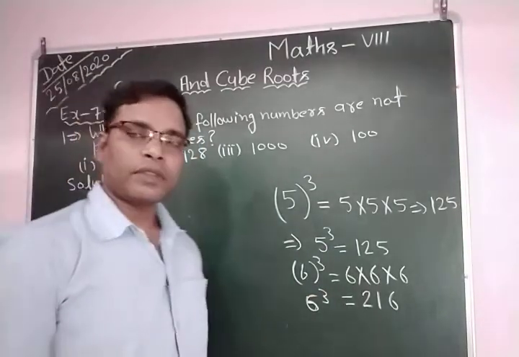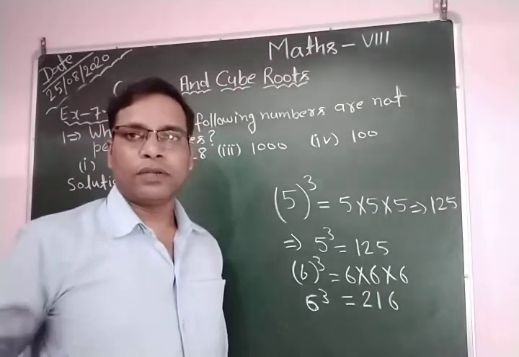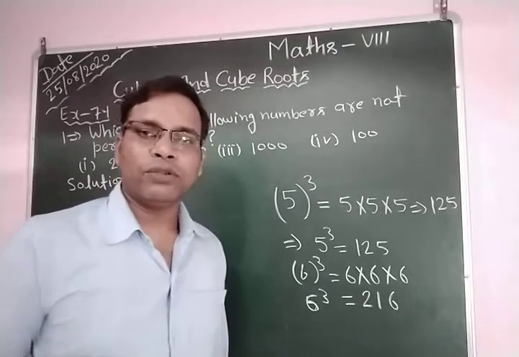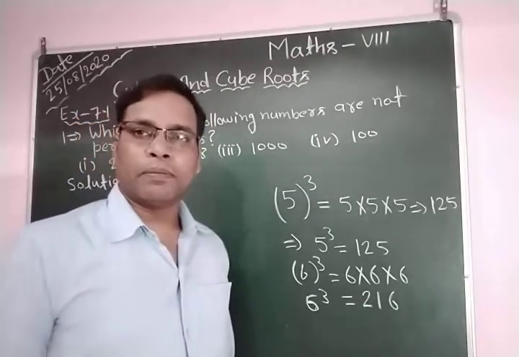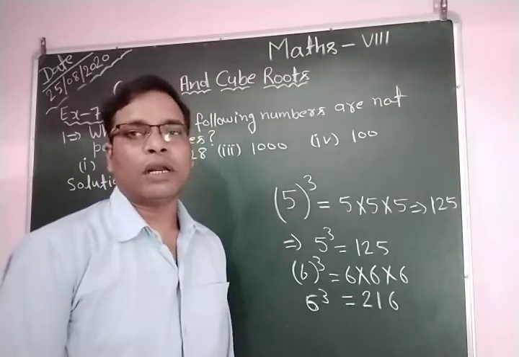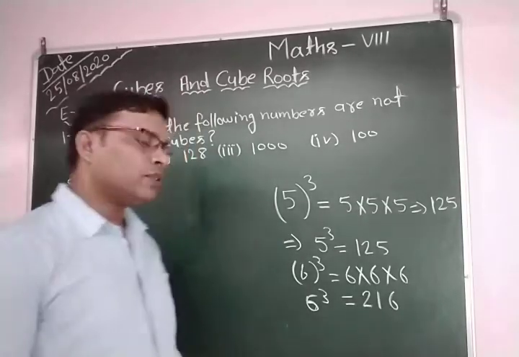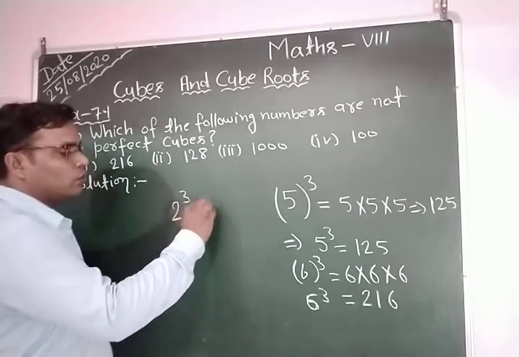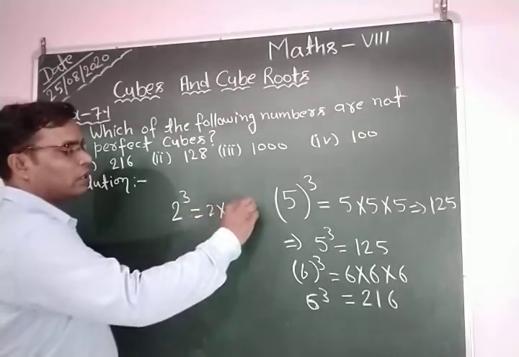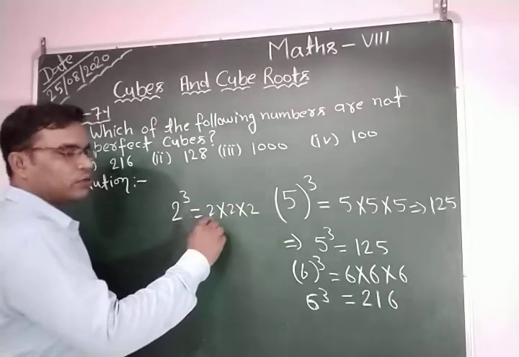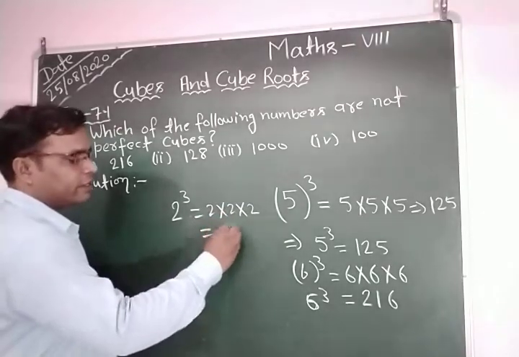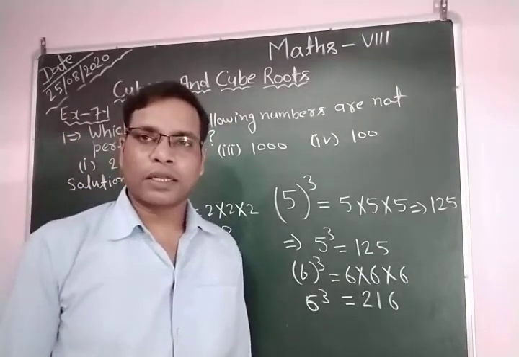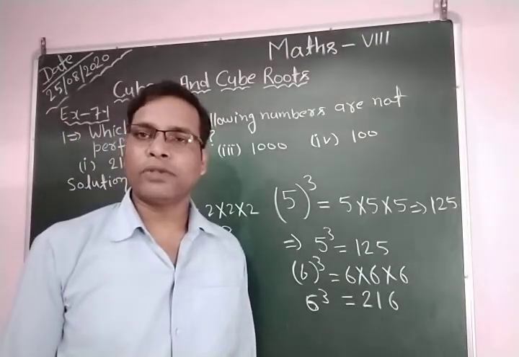If you want to find the cube of any number, you multiply that number by itself three times. So you obtain the cube of any number. If you need to find the cube of 2, you can write 2 into 2 into 2. This is equal to 2 times 2 is 4, 4 times 2 is 8. So I hope all of you understood how to find the cube of any natural number.